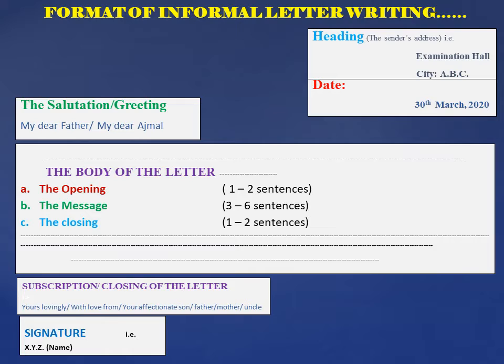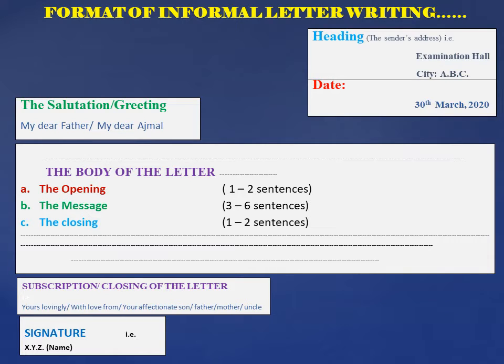Since in board examination, you are not supposed to disclose your personal address, that's why you are required to write it this way. That is examination hall, city, A, B, C. You have to be careful about the punctuation marks. That is examination and hall, the initial letters of both of them are capitals, and after city you have to put a colon and then A dot B dot C dot.